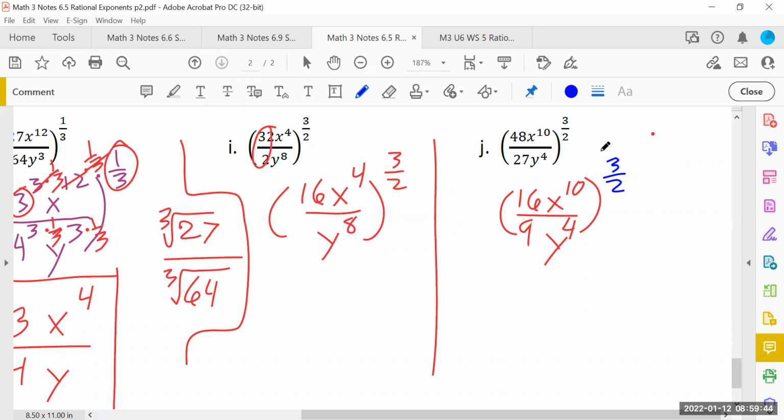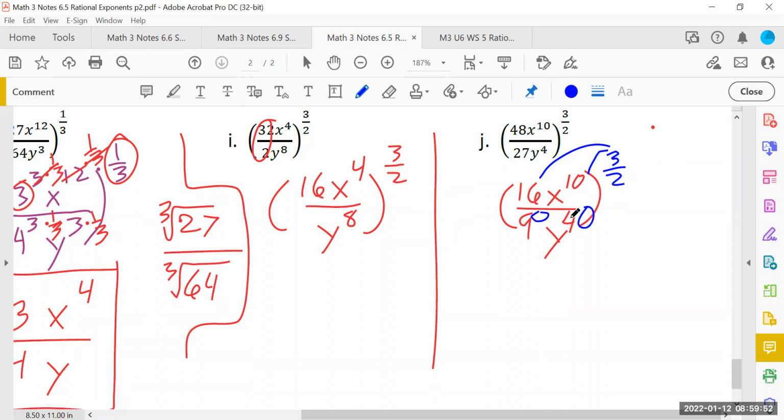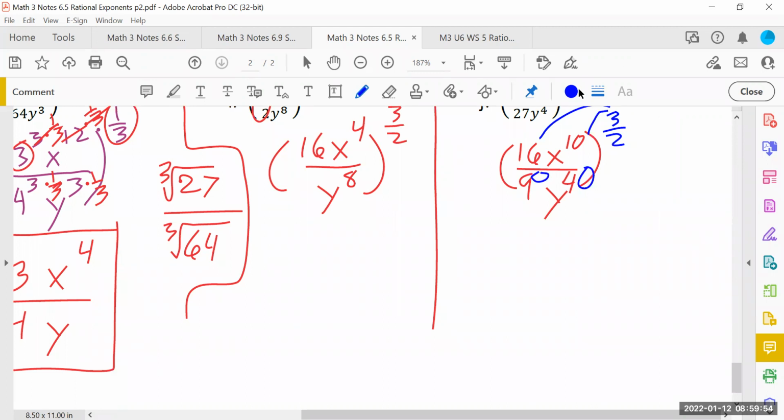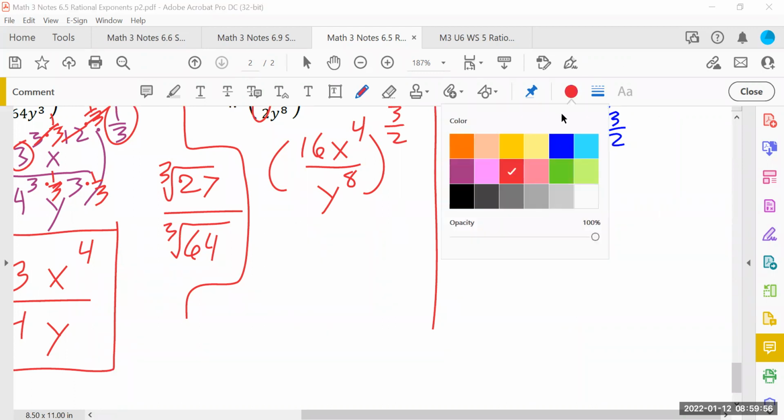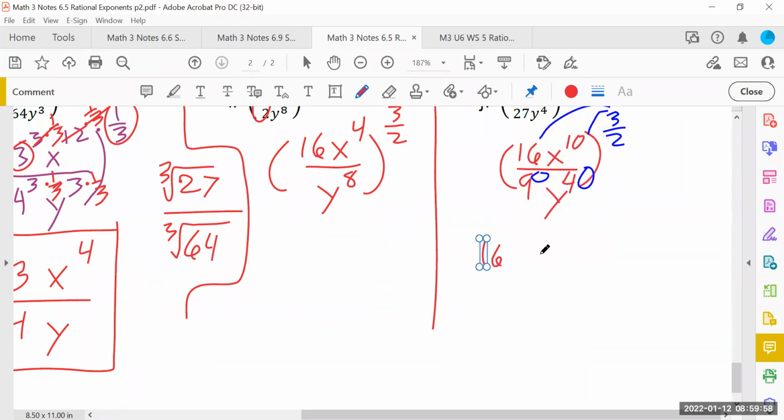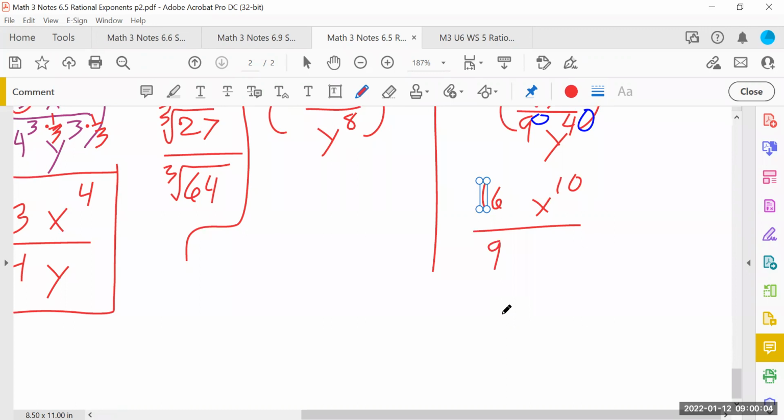So that means again, 3/2 power goes for the 16, to the x, to the 9, and to the y. So all of those are going to have a 3/2 power. So right now that looks like this. Spread it out a little bit. 16, x to the 10th, 9, y to the 4th. All of those get that 3/2 power.